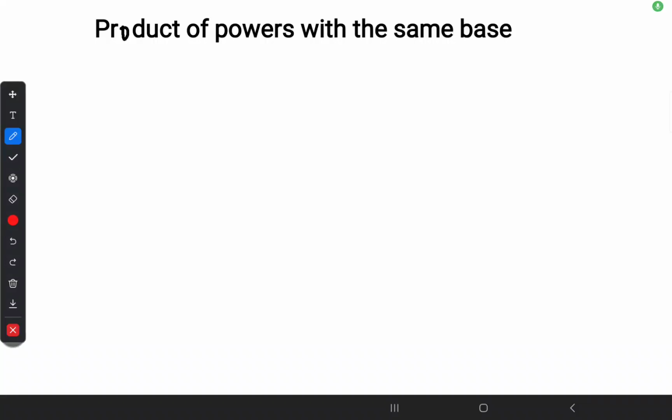The same base means I will use x power of 5. Product means multiplication with x power of 3. Product means multiplication of powers with same base. Look at this. Here there is a multiplication product and same base. Both are x and both are having different powers. In this case, how can we multiply this?